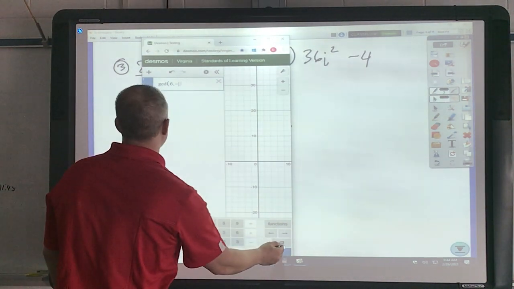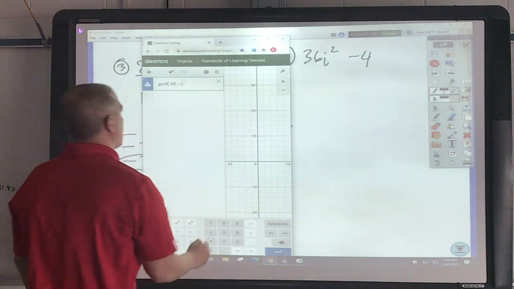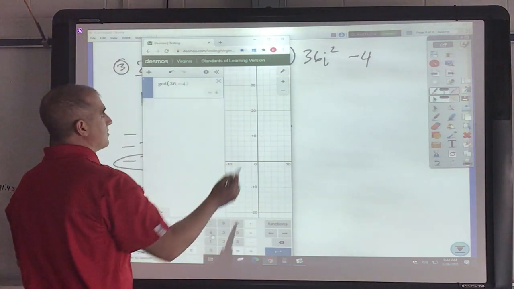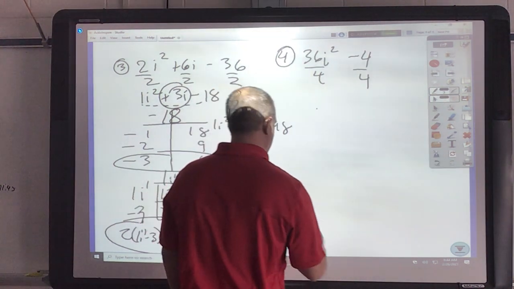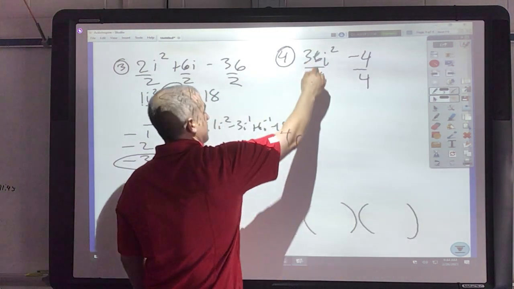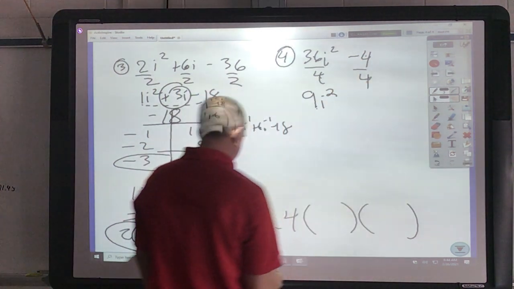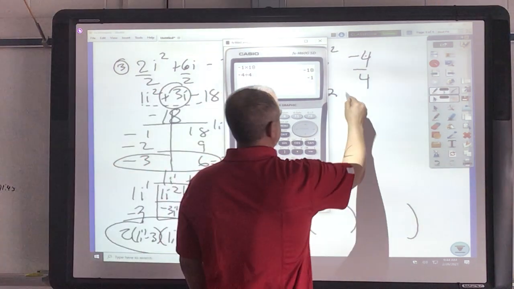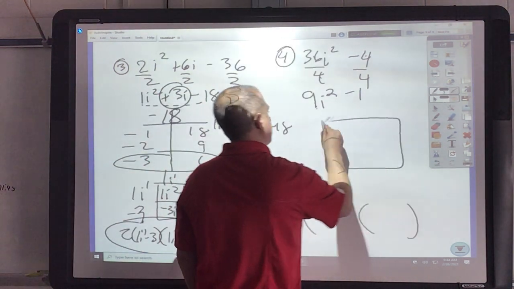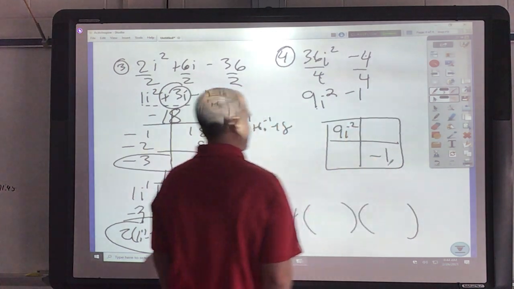Now, very tempting to just go ahead and do the difference of squares here. I got to check. 36i², negative 4. That is going to be 4. So divide by 4. 4 goes down here with my factors. So 36 divided by 4 would be 9. Negative 4 divided by 4 would be a negative 1. Still a box, but it's a lot easier. I can just put 9i squared minus 1.